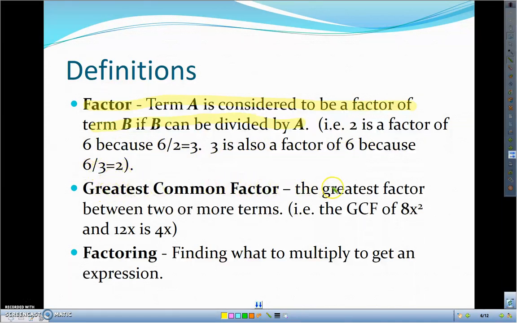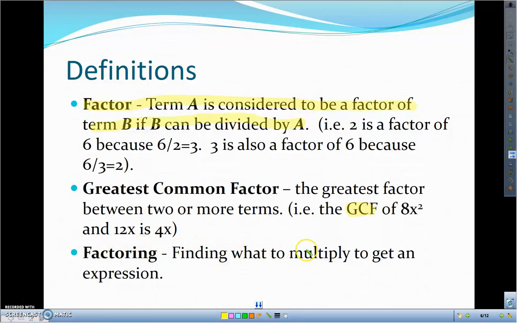The greatest common factor is the greatest factor between two or more terms. So if we look at the GCF, this is a short form, the greatest common factor of 8x squared and 12x is going to be 4x. 4x can divide 8, so 8 divided by 4 is 2. 4x could also divide the 12, that turns into 3, and between these there's 2 x's here and there's 1 x here, so we can divide out the x.